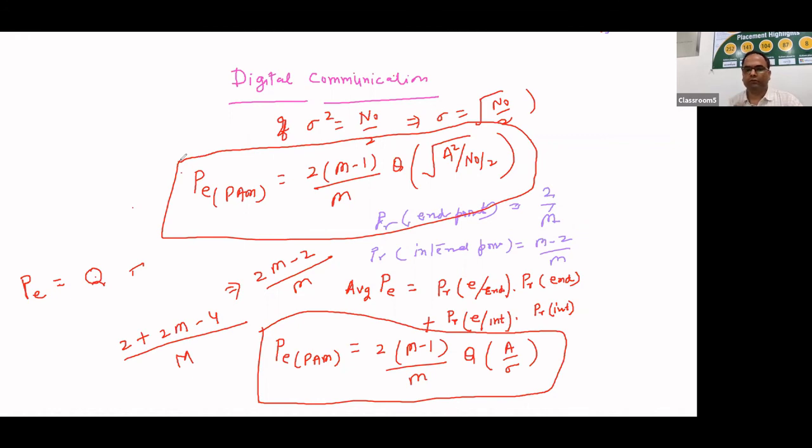For example, if you want to get the formula for binary PAM, what you will do is put M equal to 2, and you will get the formula for binary PAM, probability of error for binary PAM. So you just put 2 minus 1 is equal to 1. And here we'll have 2, so 2 will be cancelled out, so it will be Q of A upon under root N0 by 2, right? So by this you can calculate the probability of error for PAM for any value of M in PAM, right?